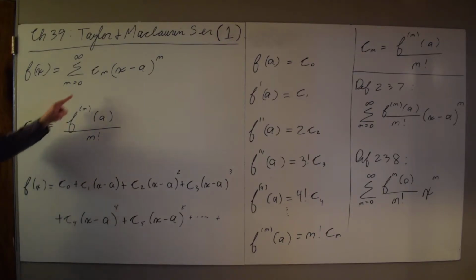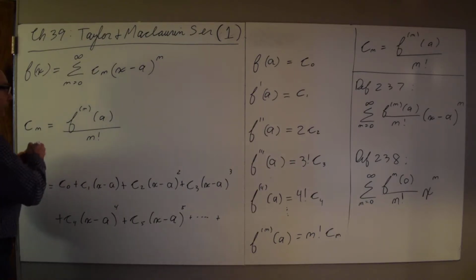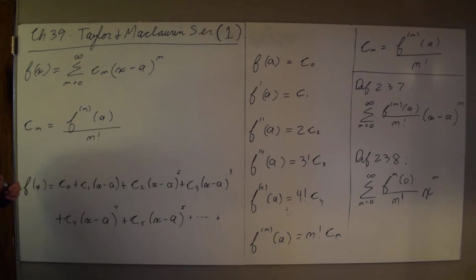The nth coefficient is the nth derivative of f at a divided by n factorial. This notation here, this is the nth derivative. So the 0th derivative is the function itself. And what I'm going to do for the rest of the video is to explain this formula.